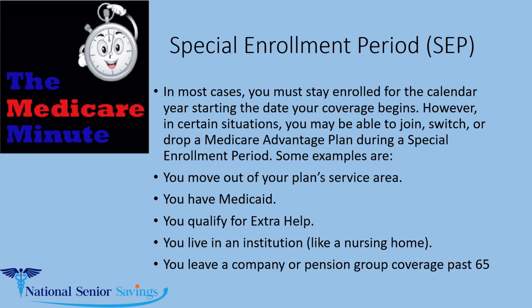If you live in an institution like a nursing home, there are special circumstances for that. And if you leave a company or a pension group coverage past 65. So let's say you're 68, you worked up until the time you're 68, and then you decided to retire fully and you were no longer going to get your health insurance from that company, you would have an opportunity created for you that is a special enrollment period where you could fully enroll in Medicare Part A and Part B and a prescription drug plan, Medicare Advantage plan, or a Medicare supplement plan at that time.